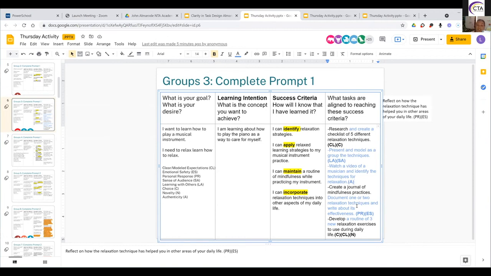That's great. Write about its effectiveness. That would give them personal response and emotional safety, because it's personal. It's not something that would be shared with everyone. And then develop a routine of 3 new relaxation exercises to use during daily life.